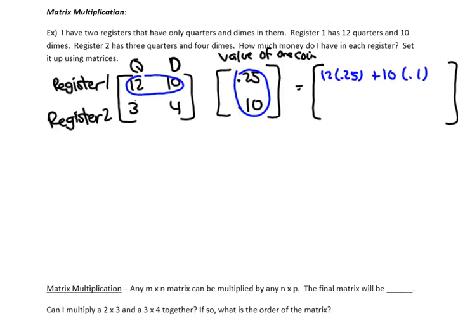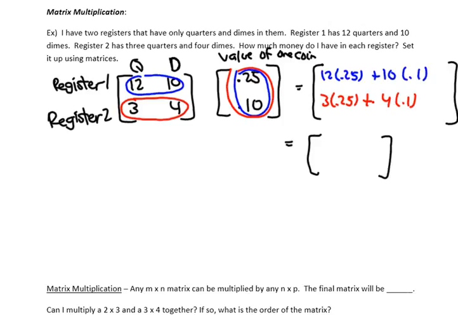Now, I'll do a similar argument with register 2, 3 quarters at 25 cents each, plus 4 dimes at 10 cents a piece. Okay, so what do I have in this particular case? I have $3 in quarters and $1 in dimes. And then for the other register, 75 cents in quarters and 40 cents in dimes. And add, I have $4 in register 1 and $1.15 in register 2.